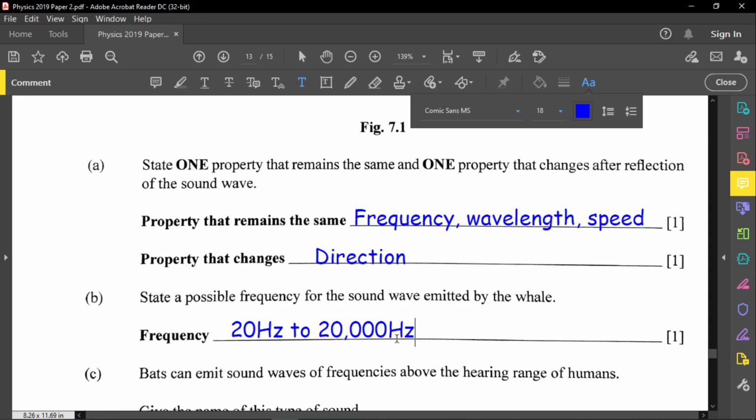If you state any number between these numbers, let's say for example 10,000, you're safe. You can also put this in kilohertz if you want. This could be 20 kilohertz if you want. But just state it as that.